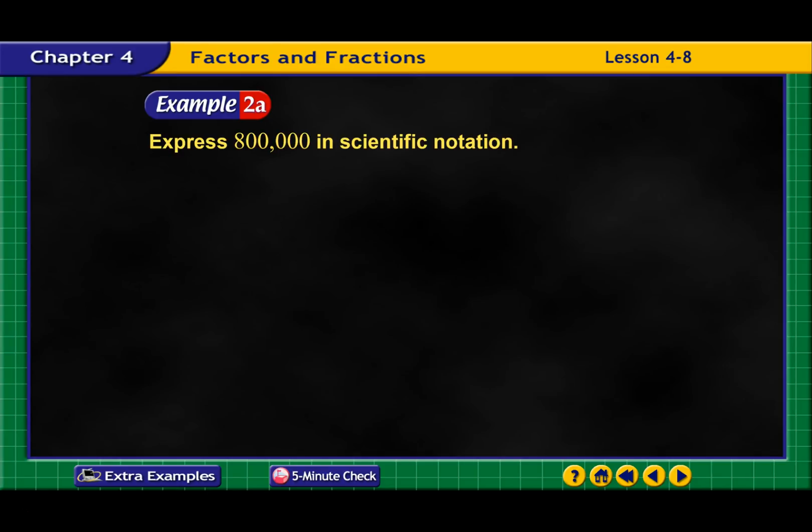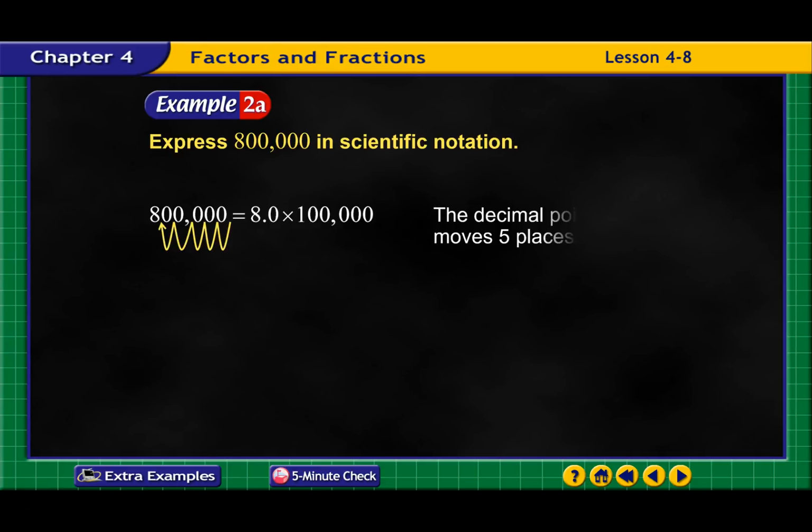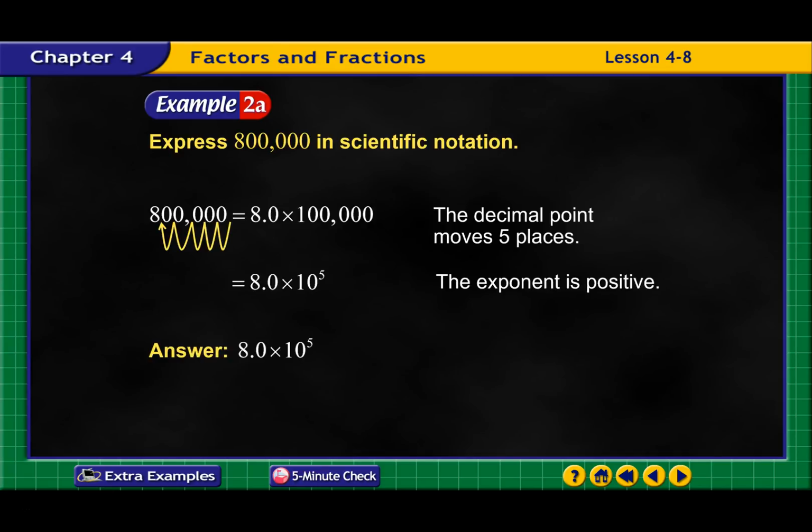All right, express this in scientific notation. Okay, so first we're going to move the decimal place over until the number is between 1 and 10. So we move the decimal place over 5 spaces. So then I'm going to take 8.0 times 10 to the 1, 2, 3, 4, 5 spaces. And it's going to be a positive exponent. Just like that.